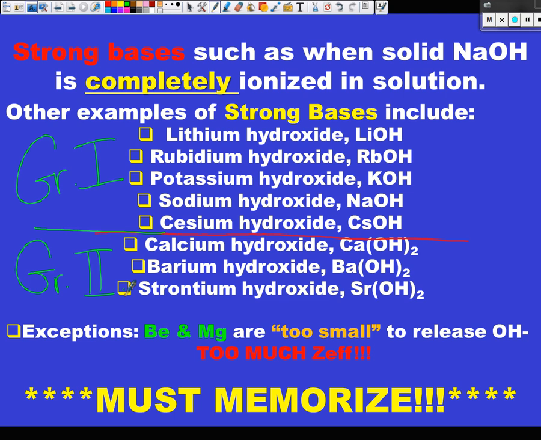Now, the two that we left out of group 2 are beryllium and magnesium. There are other reasons than the fact that they are too small, but there's also that thing called too much Zeff, and we're not going to worry about any of that stuff, okay? What's wrong, Justin? I know they're in the wrong order. Stay with me. And radium. The bottom rows we never talk about, okay?